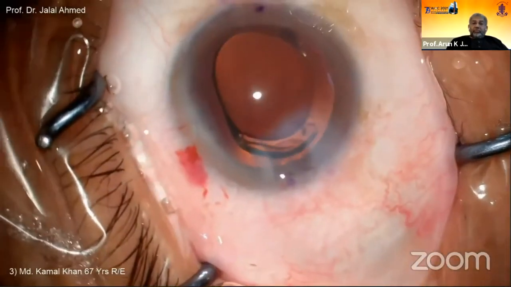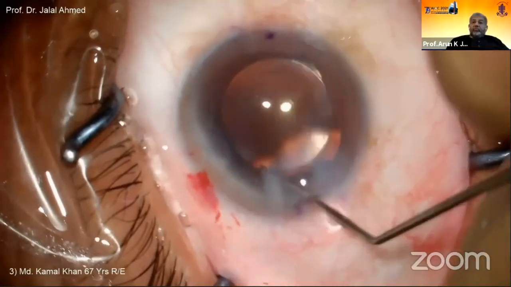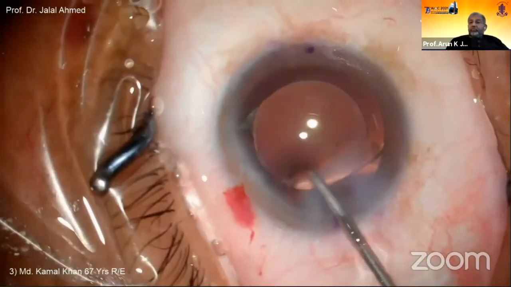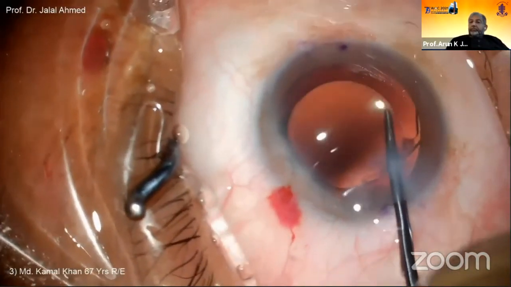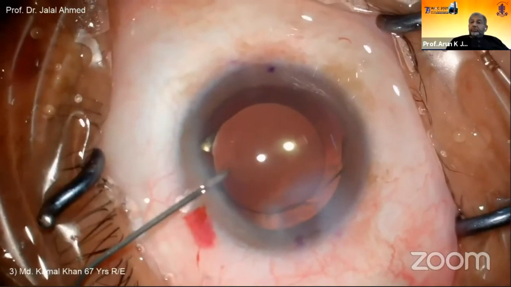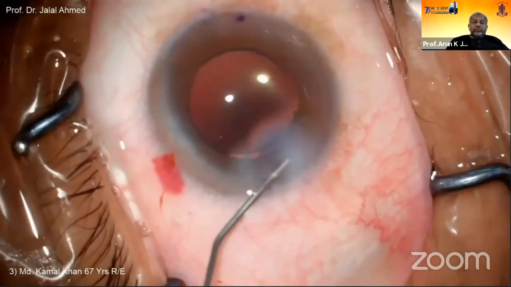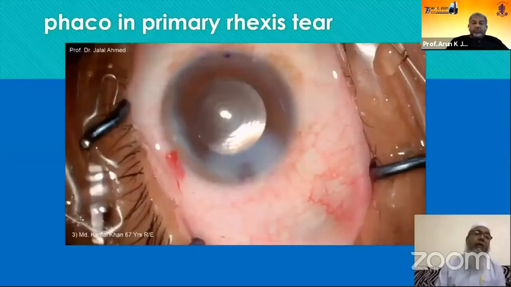It was a trifocal PanOptix IOL, and the haptics are placed in the bag in such a fashion that the haptics are away from the torn area, and viscoelastic is cleared off, the wound hydration is done, and the eye is closed. After 2 weeks, the vision was 6/6 and N5.